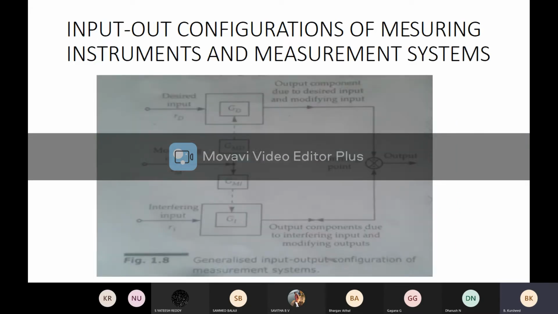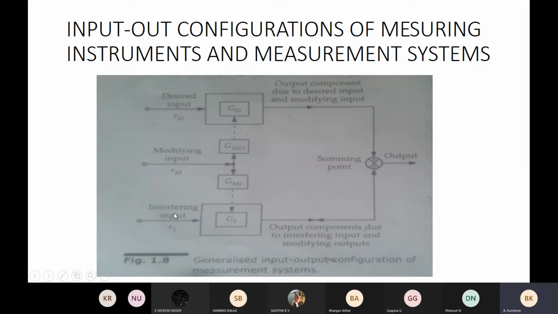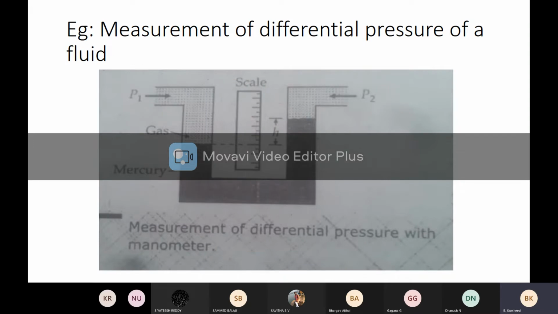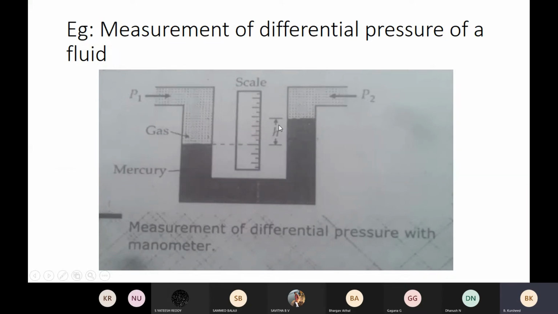The interfering input is an unwanted input that will be present and has to be eliminated. It will be present due to many conditions that we will discuss now. Even though P1 and P2 are equal, H should be 0, but H will not be 0. That is due to the interfering inputs. There are two cases with respect to the measurement.